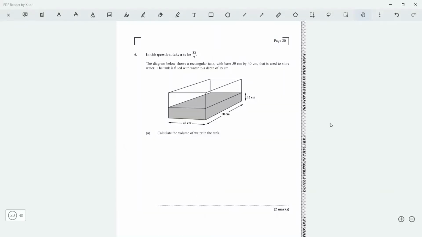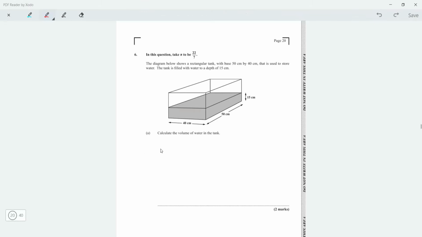The diagram below shows a rectangular tank with base 50 centimeters by 40 centimeters, and it is used to store water. The tank is filled with water at a depth of 15. Find the volume of the water in the tank.